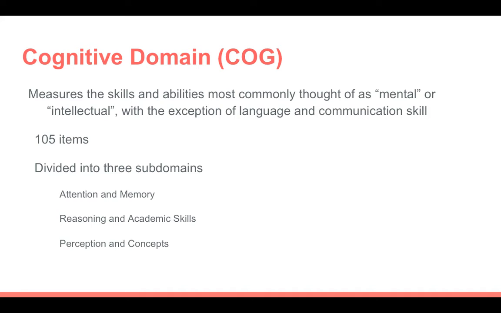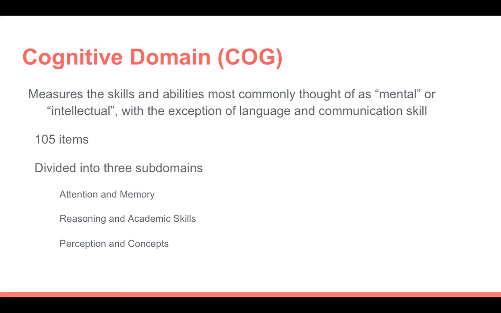Attention and memory is the 30-item subdomain, and it assesses the child's ability to visually and auditorily attend to environmental stimuli. This is done at varying lengths of time. The sample milestones for this include reciting poems, stories, or songs from memory, and also locating hidden items in a complex picture.